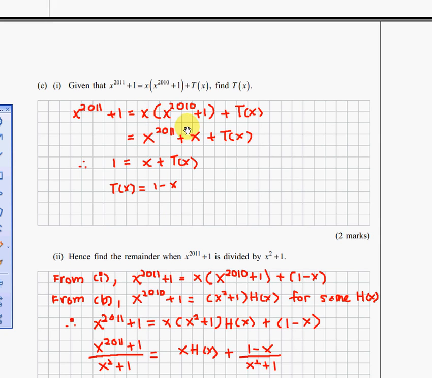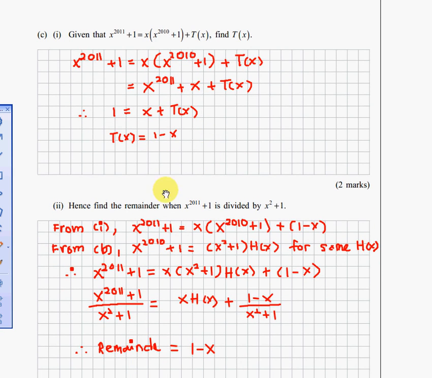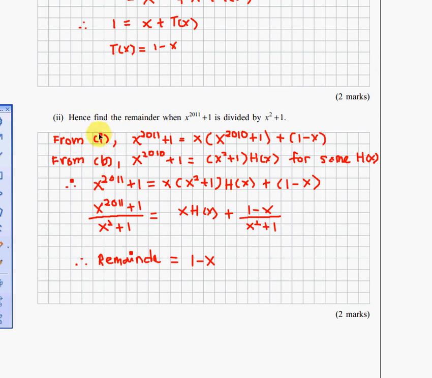Now, part C here, pretty straightforward. Expand this left-hand side, or right-hand side rather, and just compare left and right sides, and you get t(x) equivalent to 1 minus x. And so, hence means you need to use the result, find the remainder, and we know that x to the power of 2010 plus 1 has a factor of x squared plus 1.